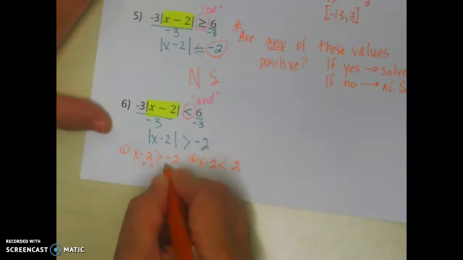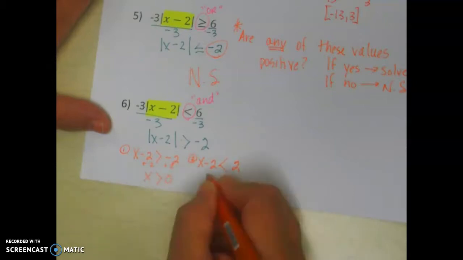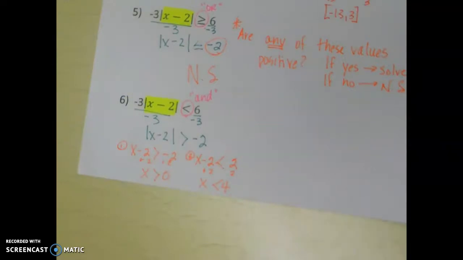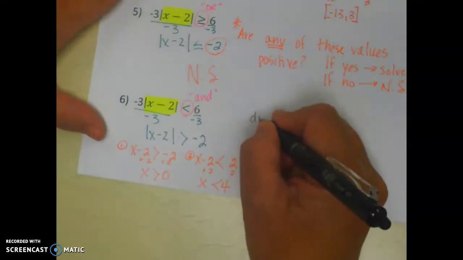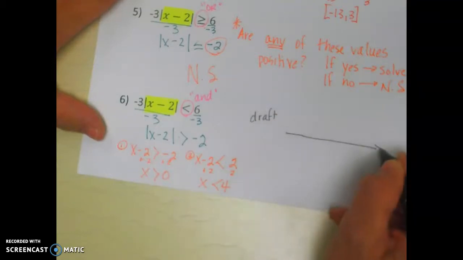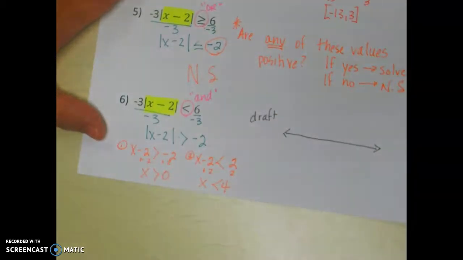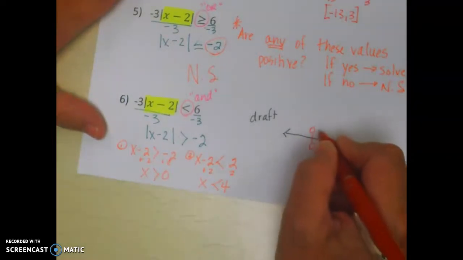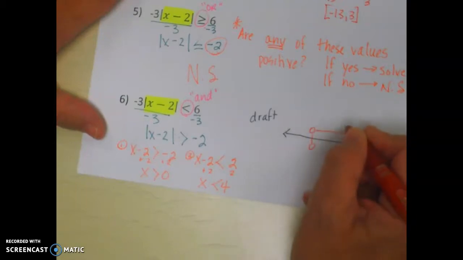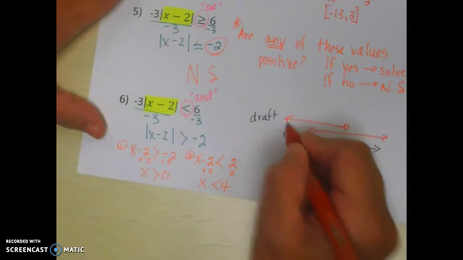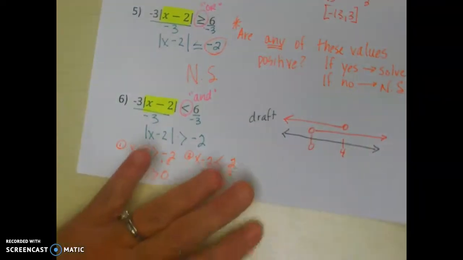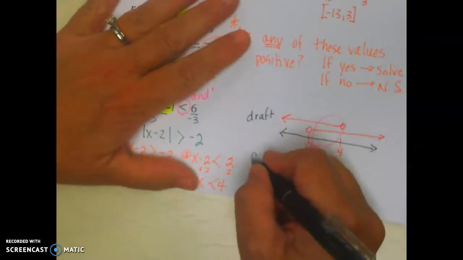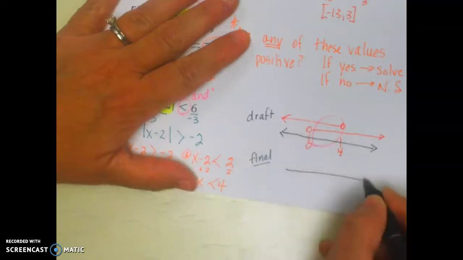If I add 2 to both sides, I have x is greater than 0. Add 2 to both sides, and I have x is less than 4. Those are my two values that I'm going to graph on my draft. I'm going to graph both of them on the same graph. And I've got 0 and 4. On the 0, I have an open circle going to the right. On the 4, I have an open circle going to the left. The and means I'm graphing the overlap. So my final graph is only going to be the overlap.